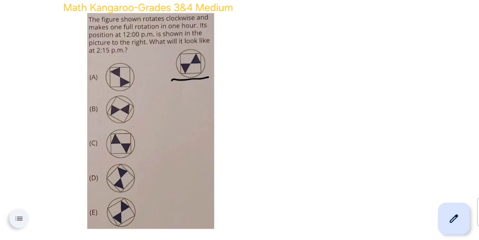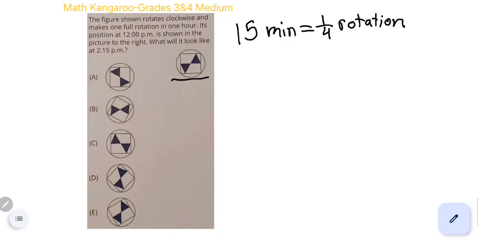Well, since it makes 1 full rotation in 1 hour, it'll look the same as this picture over here at 2 p.m. And since on a clock, every 15 minutes equals 1/4 rotation, we just need to look for the picture in these answer choices, which will look like it did 1/4 of a full circle. Or, in this case, this would be over here and this would be over here.